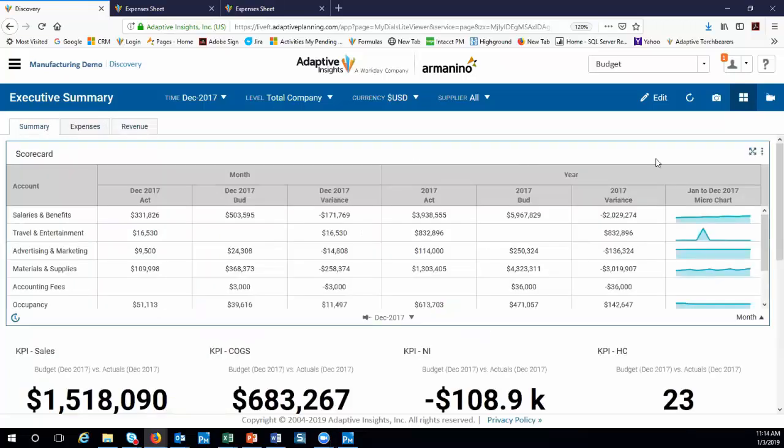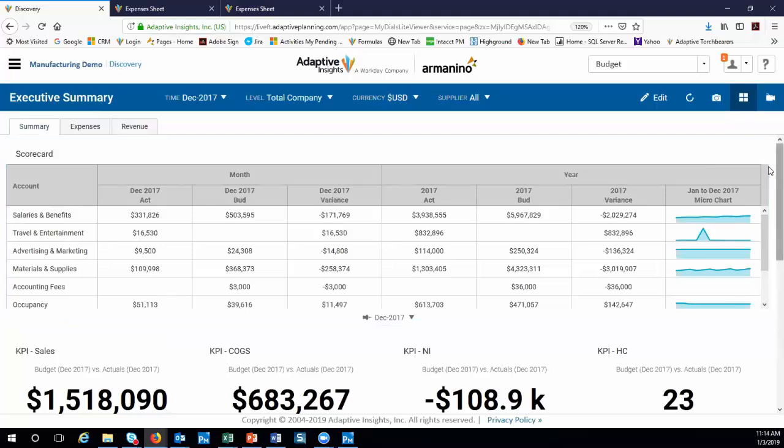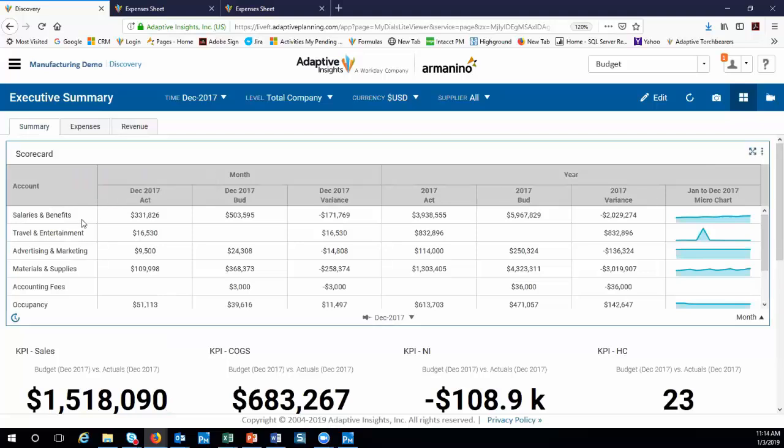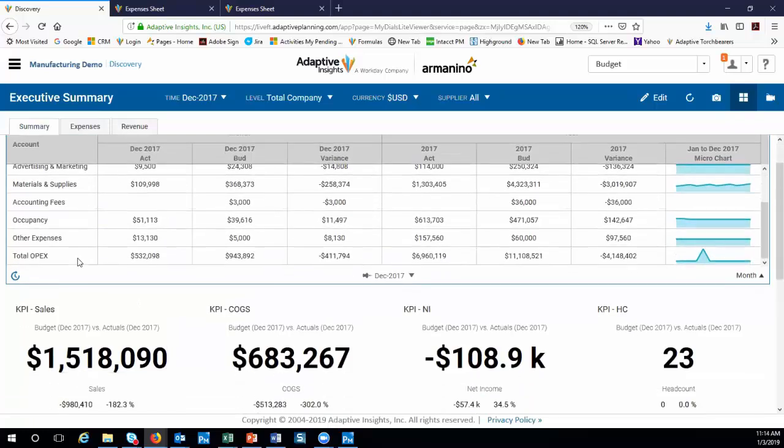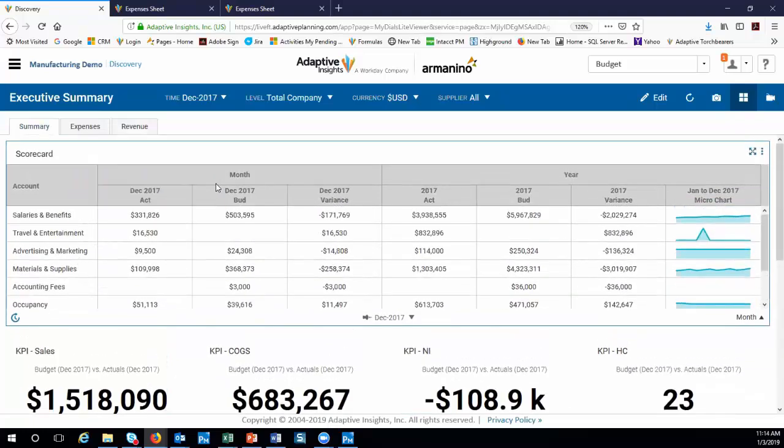Some examples of the charts we can use in Discovery are a scorecard view. So in this case, we've got some key expense categories. And we're able to see for the month what our budget versus actual and variances, same information for the year. And then we have these micro charts, which are really helpful in identifying outlying exceptions. So in this case, we can see travel and entertainment seems to be spiking in May.